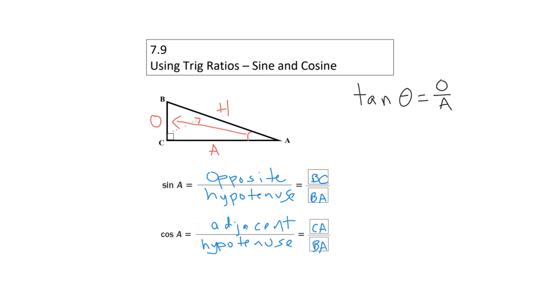So now we have three ratios. Sine is opposite over hypotenuse. Cosine is always adjacent over hypotenuse. And tangent is always opposite over adjacent.